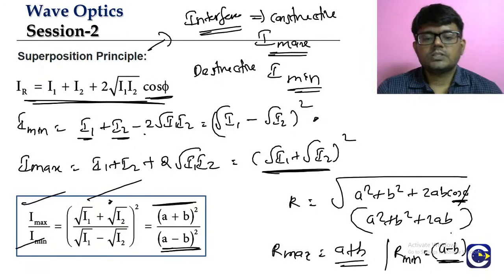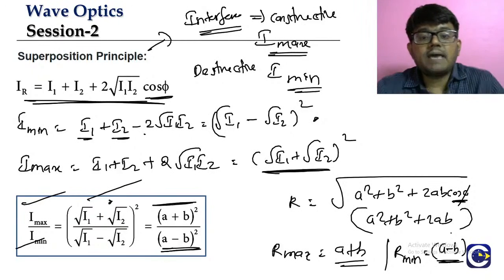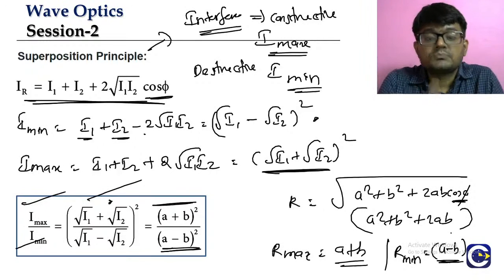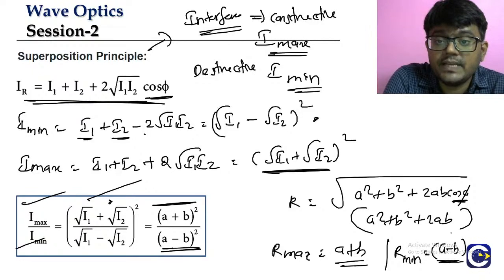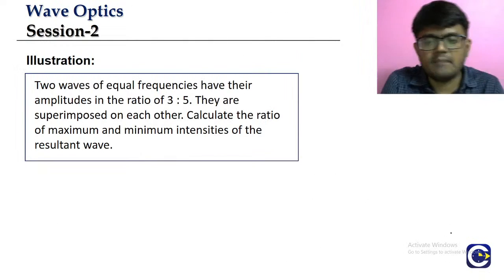Okay. So this is about the I max and I minimum. Here the thing is what? I minimum will not be 0. That is why we will not be able to clearly differentiate between the constructive side and the destructive side. Okay. So now we look at some sample questions on this.